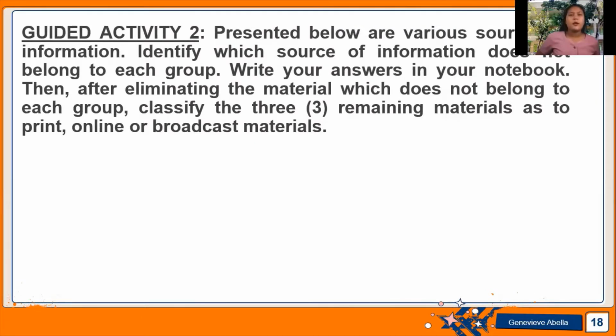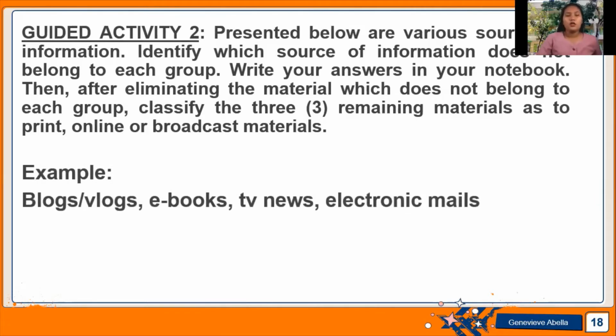In this activity, presented below are various sources of information. You are to identify which source of information does not belong to each group. You will write your answers in your notebook. Then, after eliminating the material which does not belong to each group, you will classify the three remaining materials as to print, online, or broadcast materials. For example, blogs or vlogs, ebooks, TV news, electronic mails. Which material does not belong to the group?